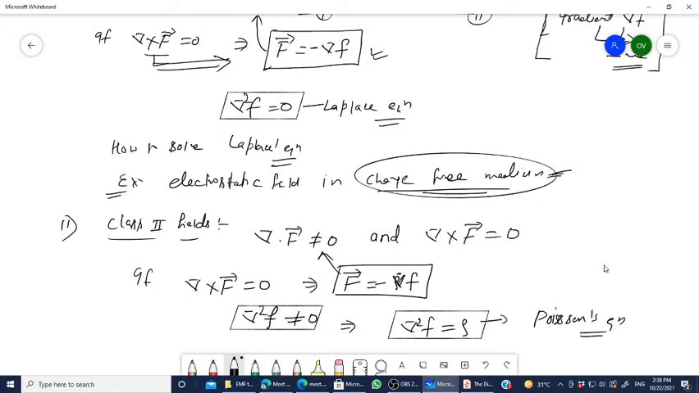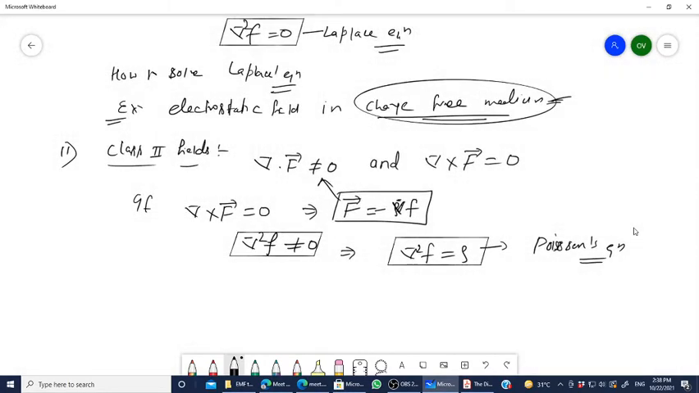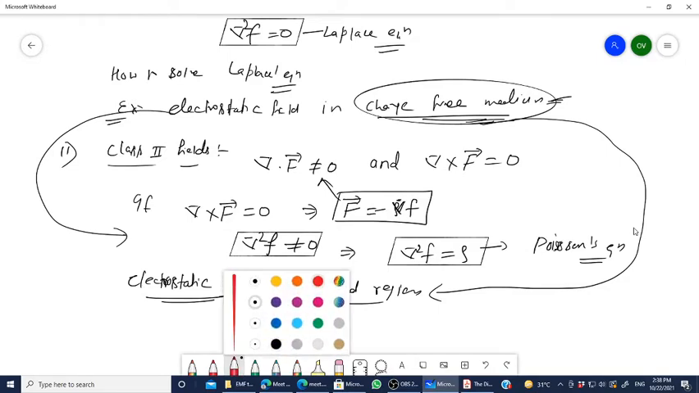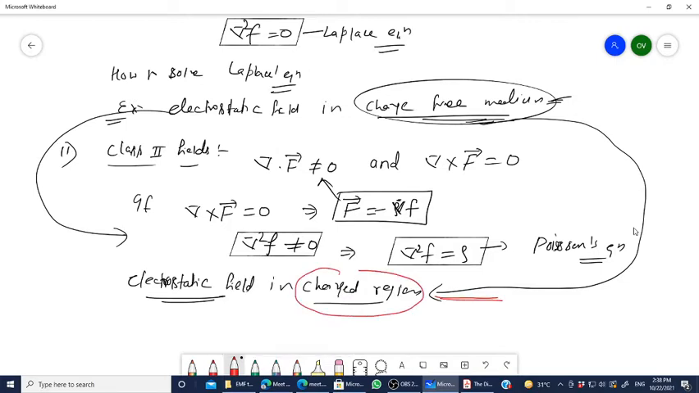So a problem may be asked. Remember the same example, the electrostatic field, but in a charged region. In the first case, it is the charge free medium. If the medium is not charge free, that is the charged region, then the Laplace equation converts into the Poisson equation, and vice versa.